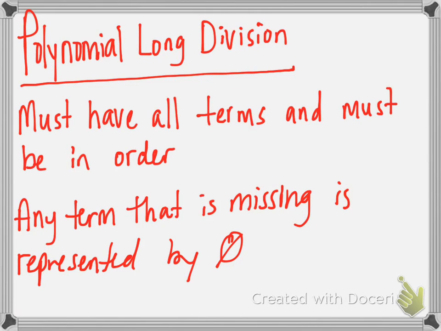When looking at a polynomial long division, you have to make sure of a couple of things. You have to have all the terms, and they have to be in order. So that means your highest exponent down to your constant. So 5, 4, 3, 2, 1, and then one without the variable, or 3, 2, 1, whatever it is. Anything that's missing, you have to represent it with a 0. So if you're missing an x squared or an x cubed, whatever you're missing, you have to put in a 0 as a placeholder. And that's really just going to keep us organized and keep everything in order.